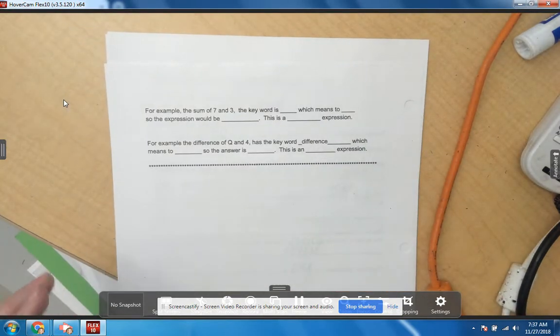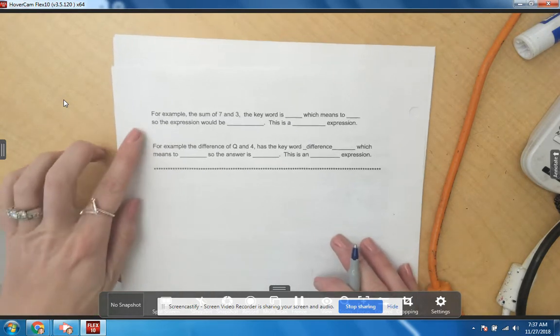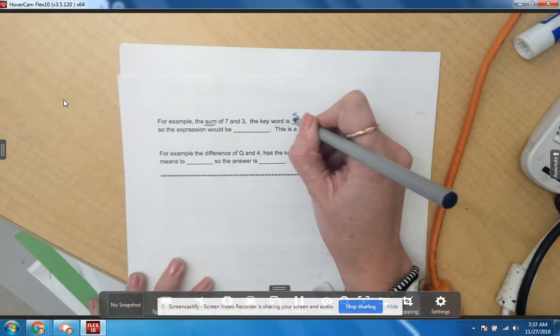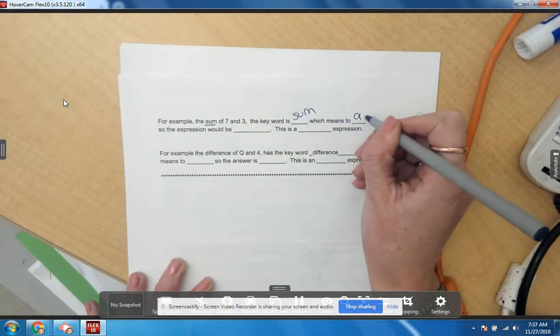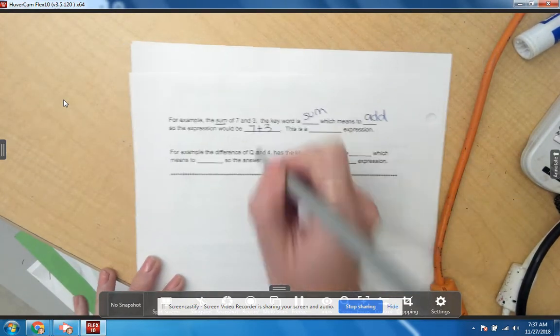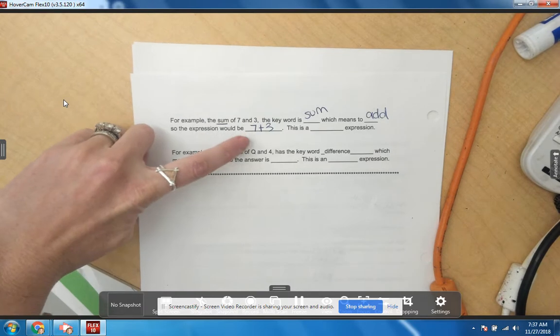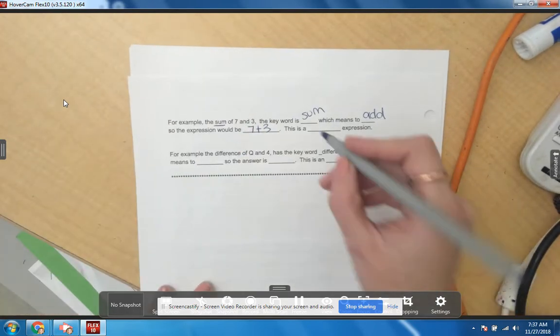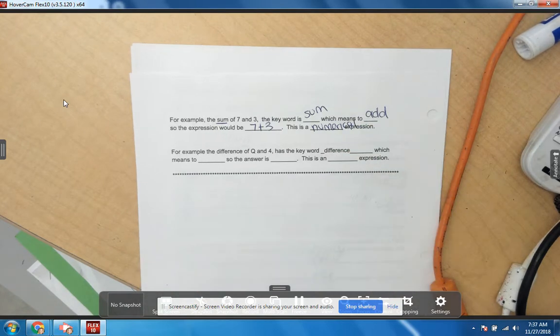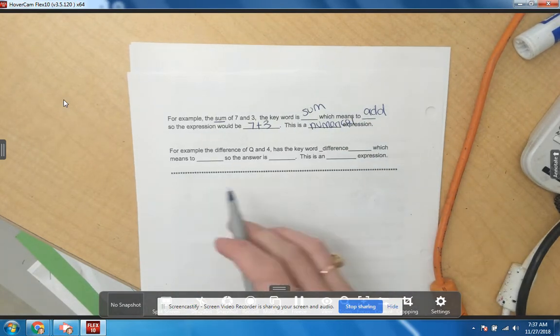So we are going to practice taking a phrase and writing it as either a numerical or an algebraic expression. So for example, the sum of 7 and 3. The keyword is sum, which means to add, if you look at the chart. So the expression would be 7 plus 3. So you're taking the phrase and you're writing it out as a math problem. And this is a numerical expression because it only has numbers. Okay, let's try another one.